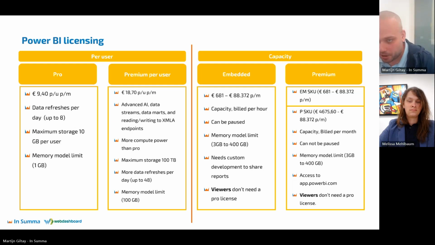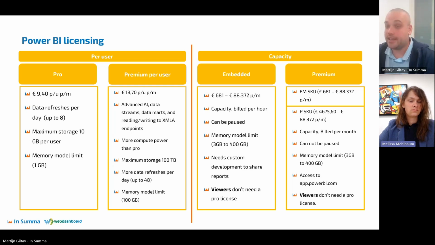I will tell you in a moment. And then you got the premium SKU, so P SKU, and that's very expensive, but also a complete solution. One of the downsides of this solution is it's billed per month, and it can't be paused. So meaning if you go for this license, you have committed to that amount of money every month, and you can't split it up or something.